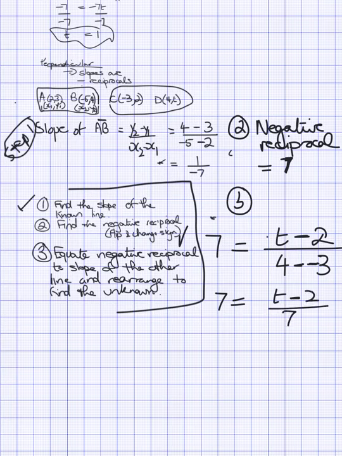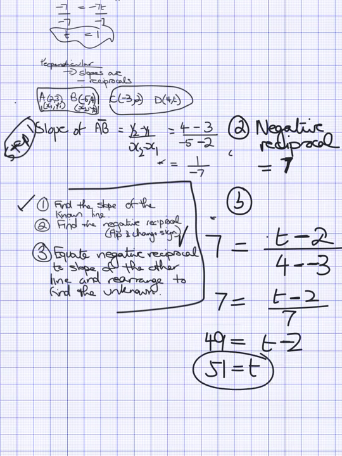I'm going to multiply both sides by 7 because I want to get t on its own. So I'm going to get 49 equals t take 2, and then I'm going to add 2 to both sides, and so I get t equals 51. So in order for these lines to be perpendicular, according to my working out, as long as I haven't made any mistakes, the t has to equal 51.